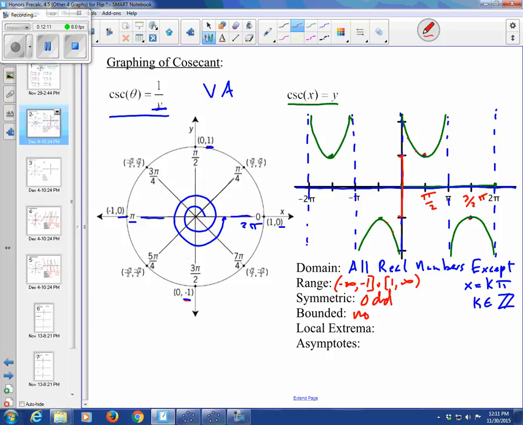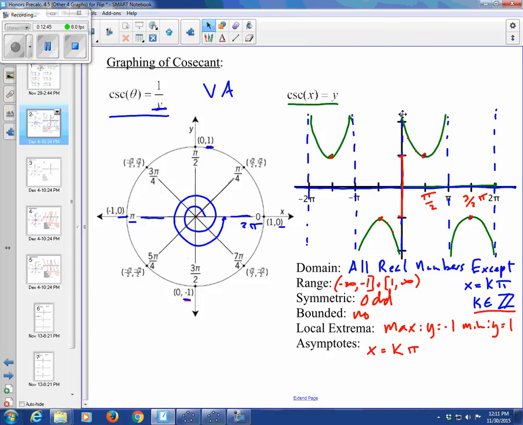Local extrema. What we can basically see is that we're getting maxes and mins, and we're just going to say what the y values of those maxes and mins are, and we'll talk about how we can define where they are on the x-axis in class on Wednesday. So we'll say we're going to have maxes of y equals negative 1 and mins of y equals positive 1. And we can see that the asymptotes are basically those holes in the domain, so those are going to be x equals k pi, where again k is an integer. So here's an analysis of the graph of cosecant.